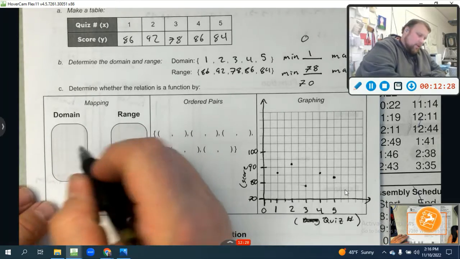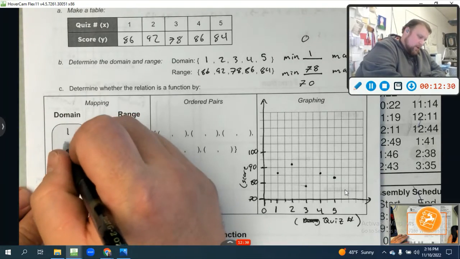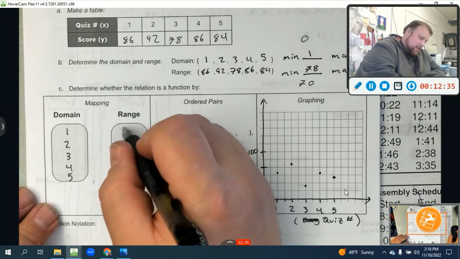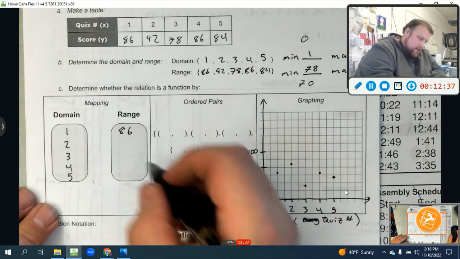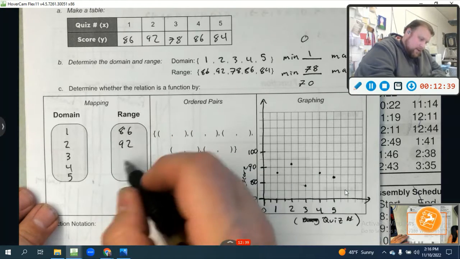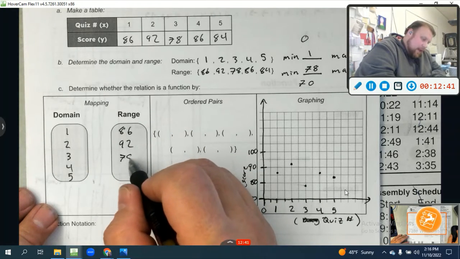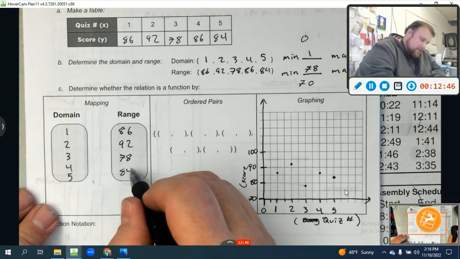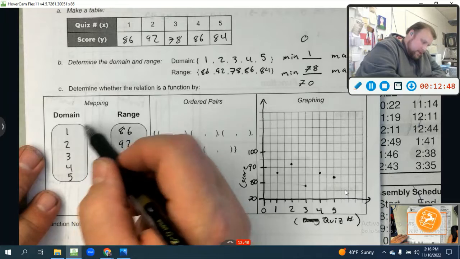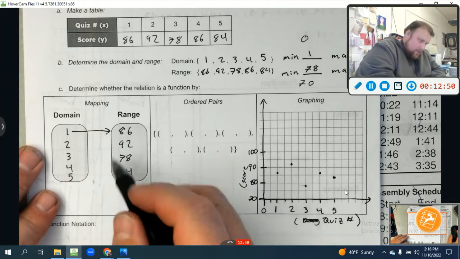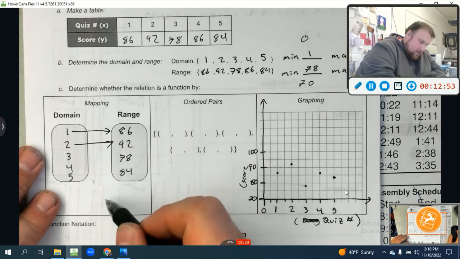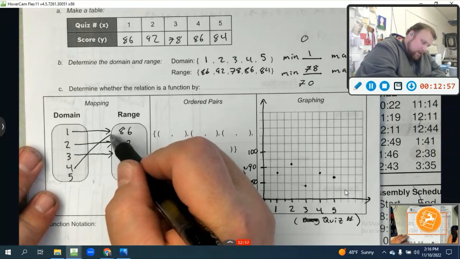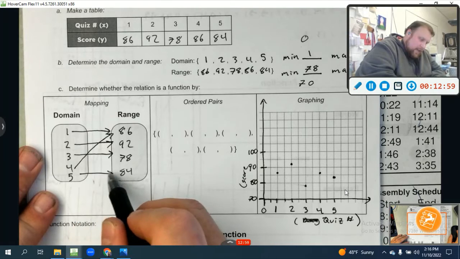Let's go back here to domain. What's my domain again? It's just 1, 2, 3, 4, 5. And my range is 86, 92, 78. I'm not going to write 86 again because we only write them down once each, so then 84. And this is how it's going to go. Quiz 1 is 86. Quiz 2 is 92, quiz 3 is 78, quiz 4 is 86 again. We'll just draw that arrow up here, and then quiz 5 is 84.